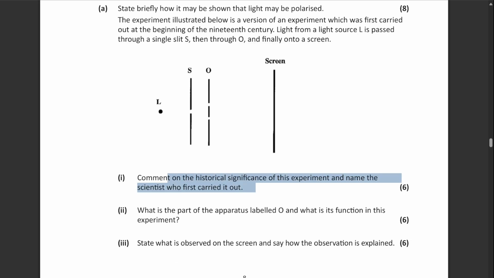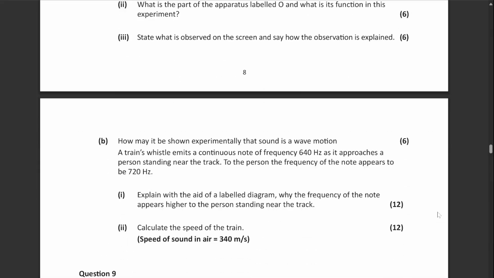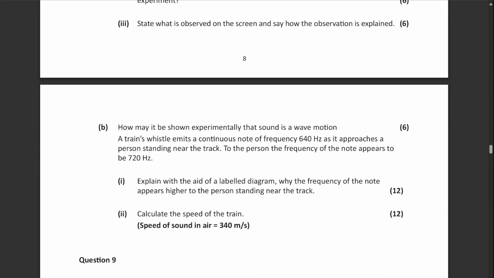Comment on the historical significance of the experiment. Okay, that's a fine question I haven't actually seen before. Apparatus labeled O. What is its function? Yeah, it's double slit. Let's see what was observed on the screen. Okay. How may it be shown that... really? Okay, I know these people do physics, but they should know how a question mark works.